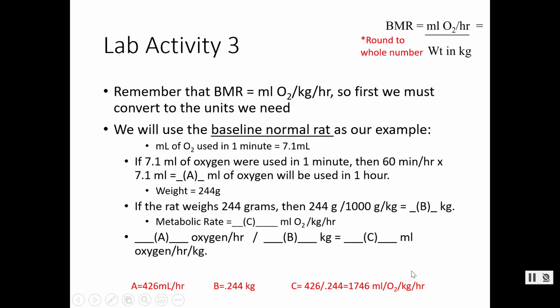Now, just a side note, just for clarity and ease's sake, go ahead and round to the nearest whole number. With these numbers, you're very likely to get a decimal place. It could have been 1746.45321. We're just going to go ahead and round to the nearest whole number.